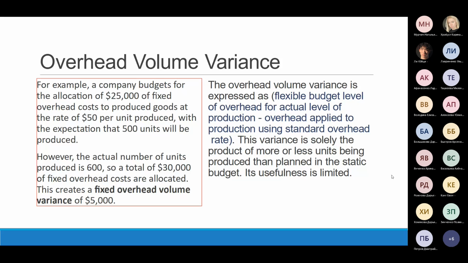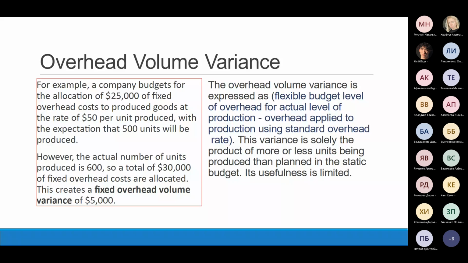For example, a company budgets for the allocation of $25,000 of fixed overhead cost to produce goods at the rate of $50 per unit produced, with the expectation that 500 units will be produced. However, the actual number of units produced is 600, but not 500. So the total overhead is still $25,000, as the overhead cost is fixed.